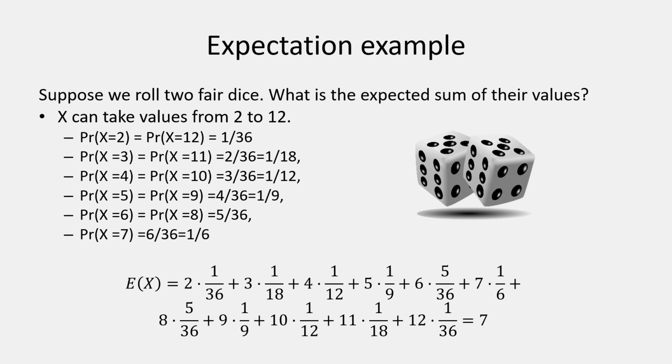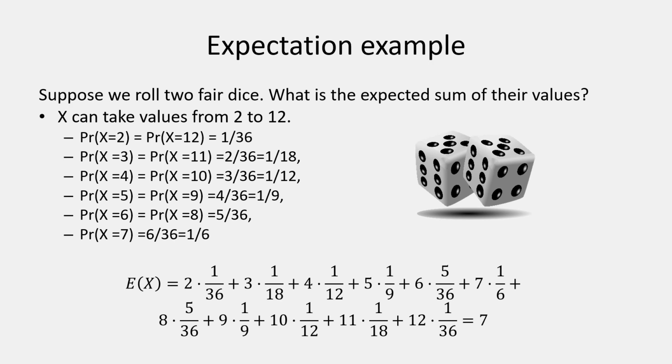2 is when both dice came up 1, and 12 when they both came up 6. And let's calculate the probability of every one of those values, every one of the possible sums of the values of the dice. So probability of 2, probability of 12 is 1/36. There are 36 possible outcomes, and here we assume all of them are equally likely.